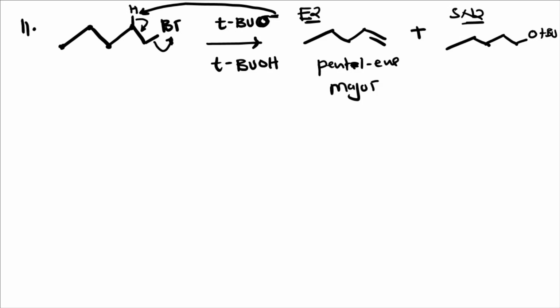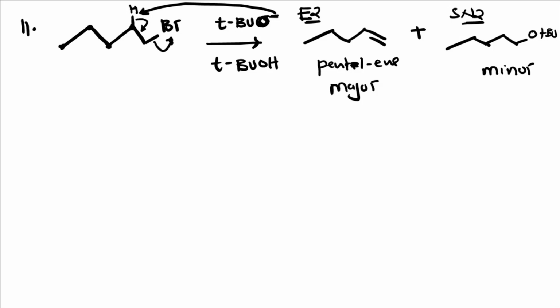So this will be the minor product. Why? Because this base here, this nucleophile, is a bulky nucleophile. So for it to come and attack at the alpha carbon here, although it's a primary alpha carbon, is going to be a little bit difficult because of the steric hindrance that the bulkiness of this nucleophile is providing. So the E2 reaction is going to happen faster than an SN2 reaction.